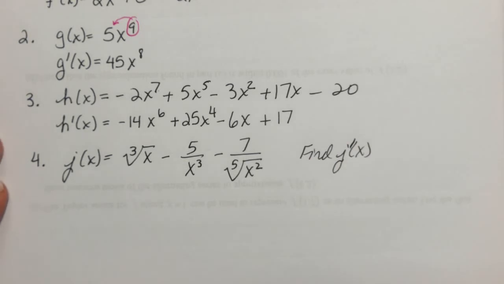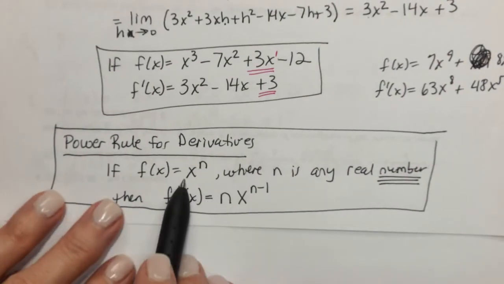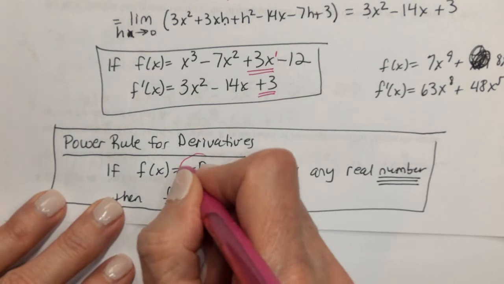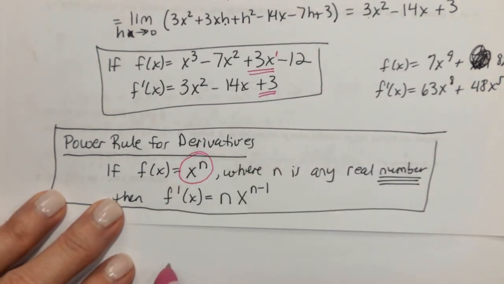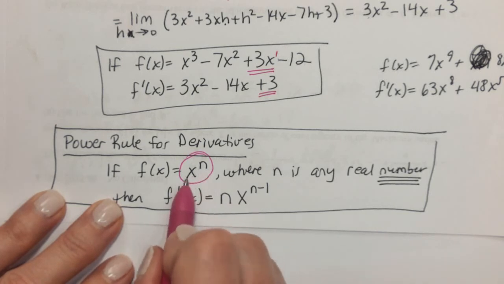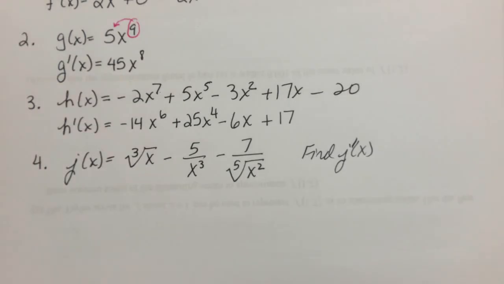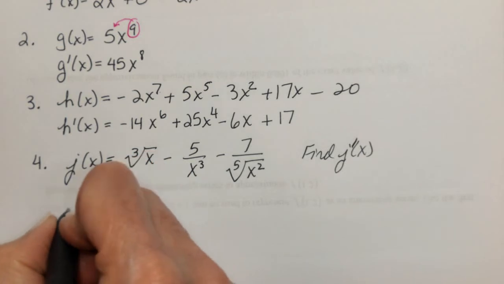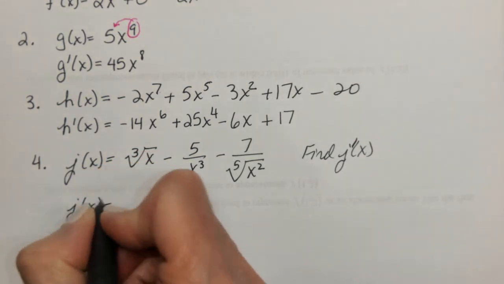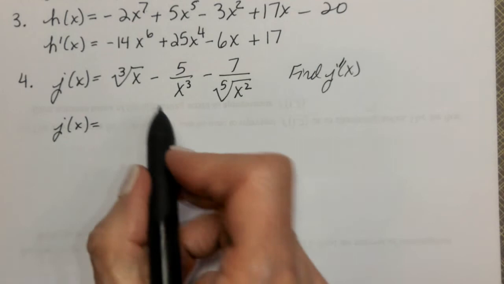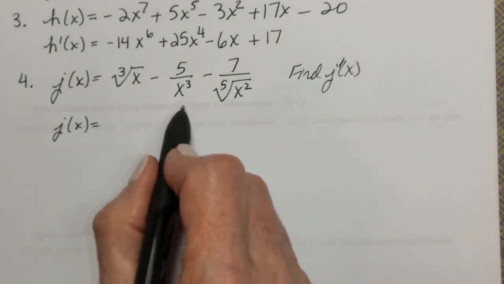Okay? All right. We have to get our function to be in this form for every term. The x has to be on top, and it has to be x to an exponent, not square root or anything like that. We have to change this to where it has x to a power for every term. So before we jump in and take the derivative, we need to change the look of j.